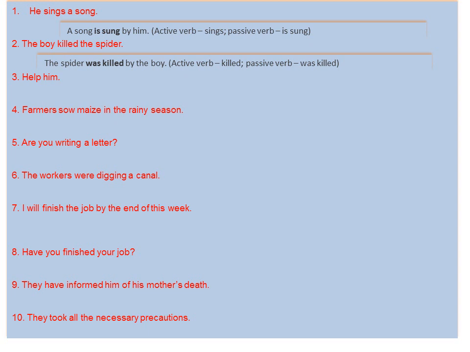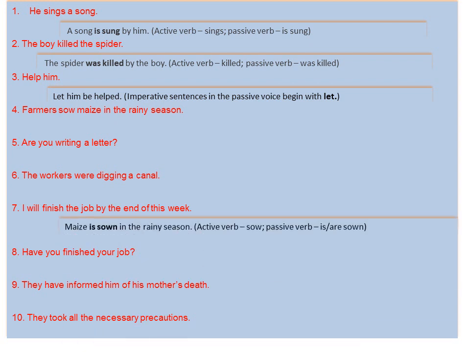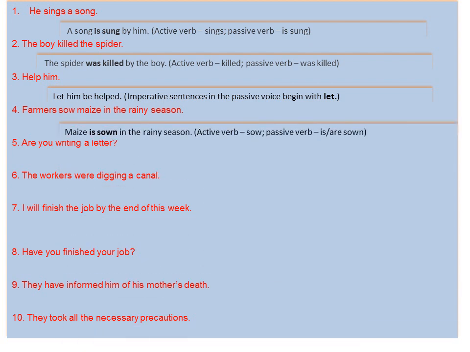So here are the answers. Number 3 is the imperative, so help him. This is a little bit difficult. The answer is let him be helped, because in imperative sentences in the passive voice we begin with the verb let. Number 4, this is the answer, is sown.